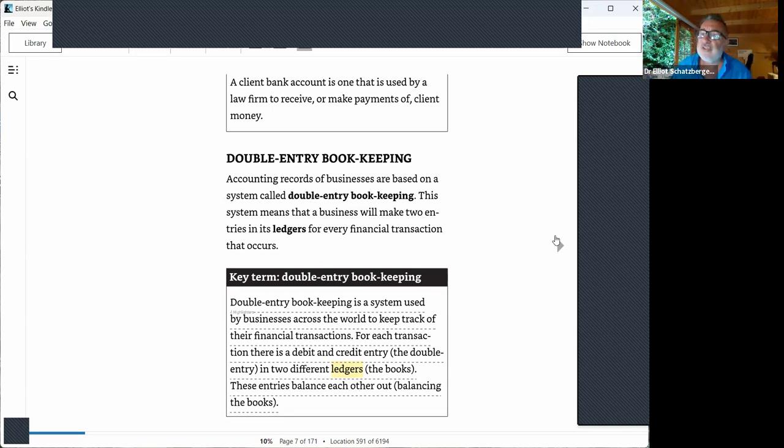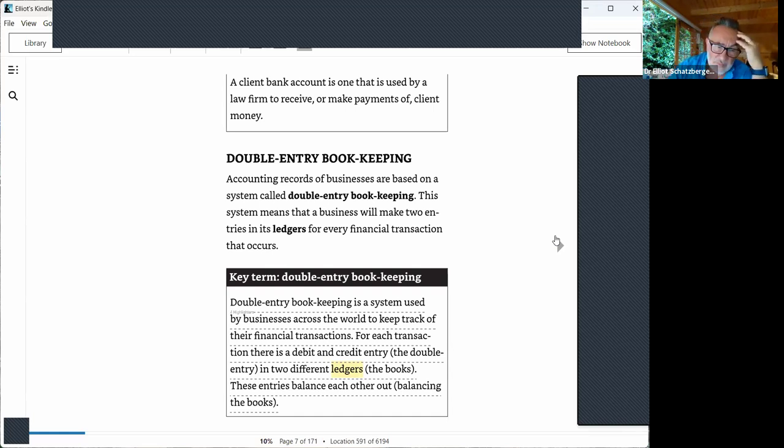Then we're going to move on to double entry. And what I thought I would do is just explain the basics of double entry bookkeeping. Now, this is not just something that law firms do. This is done generally by most businesses across the world that keep track of any financial transactions.